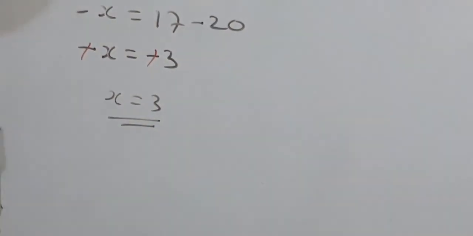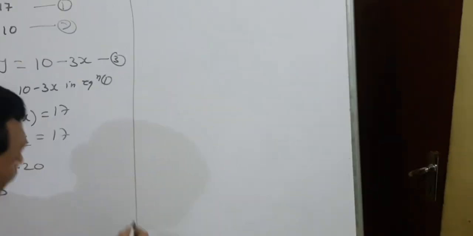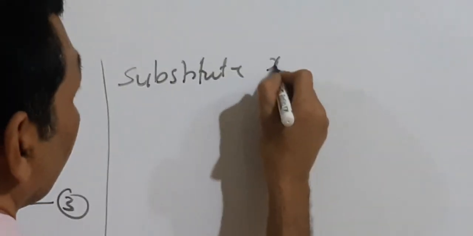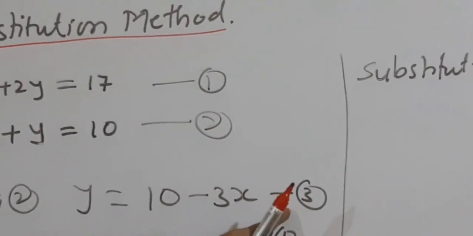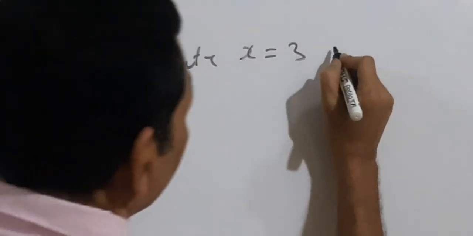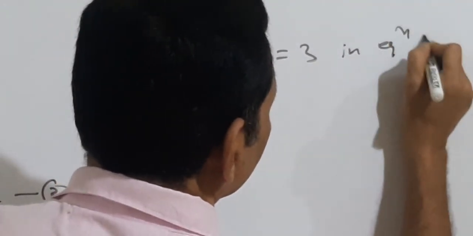So I have got one value. To find the other value, substitute this x is equal to 3. You can substitute in any, either 1, 2 or 3. It becomes easier if you substitute in 3. So substitute x is equal to 3 in equation 3.